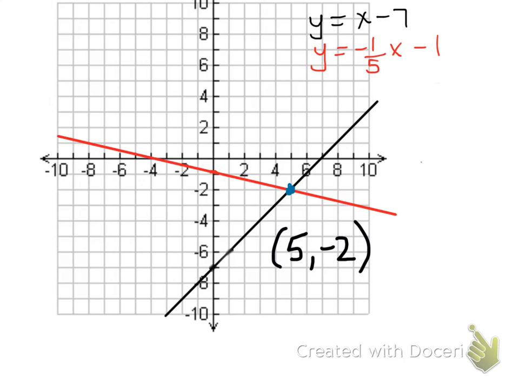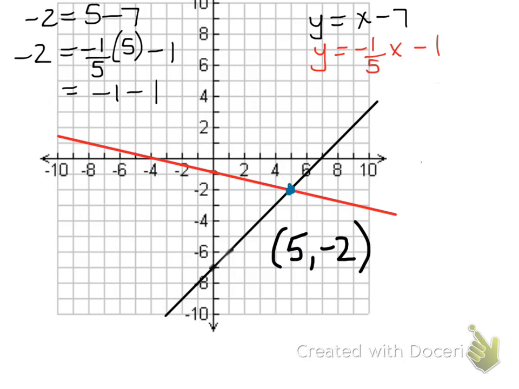What you can do is now check this point algebraically. Does negative 2 really, in fact, equal 5 minus 7? Yes, it does. And does negative 2 equal minus 1/5 times 5 minus 1? Yes, it does. So in fact, we've solved our system.